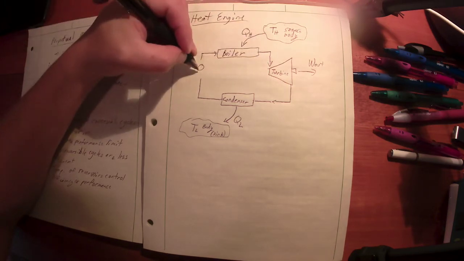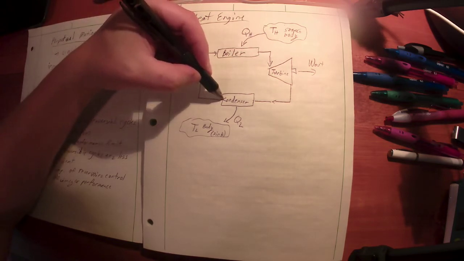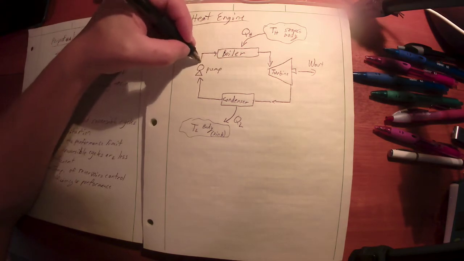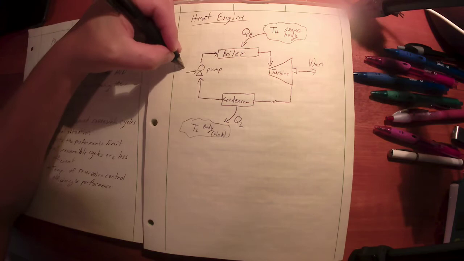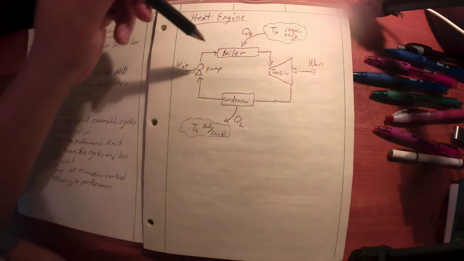To do that, if I get the fluid all the way down to the liquid phase in the condenser, then I can operate a pump. Pumps are really good at increasing pressure of a liquid. I do have to put just a little bit of work in to do that. And this is normally the easiest way to get high pressure.